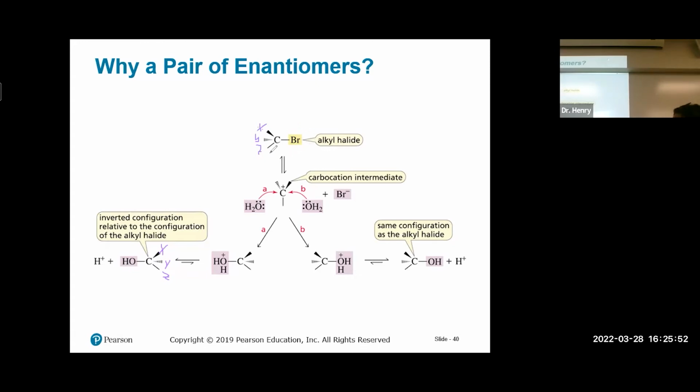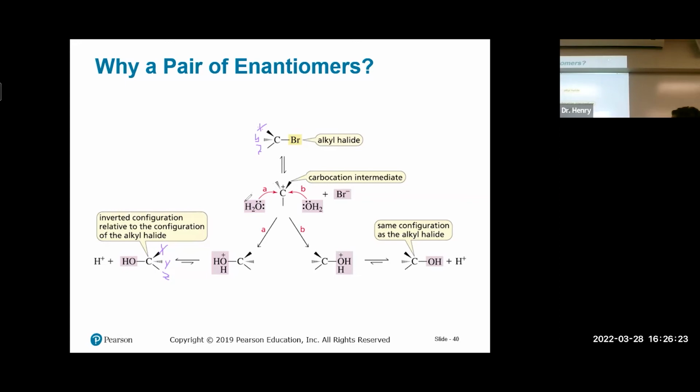So the first thing that happens is, we remember, we get the formation of the carbocation, and the bromine in this case breaks off, or the halide comes off of it. So that's our intermediate. That's going to take the longest, right? That's the slowest part of the reaction, this part right here.